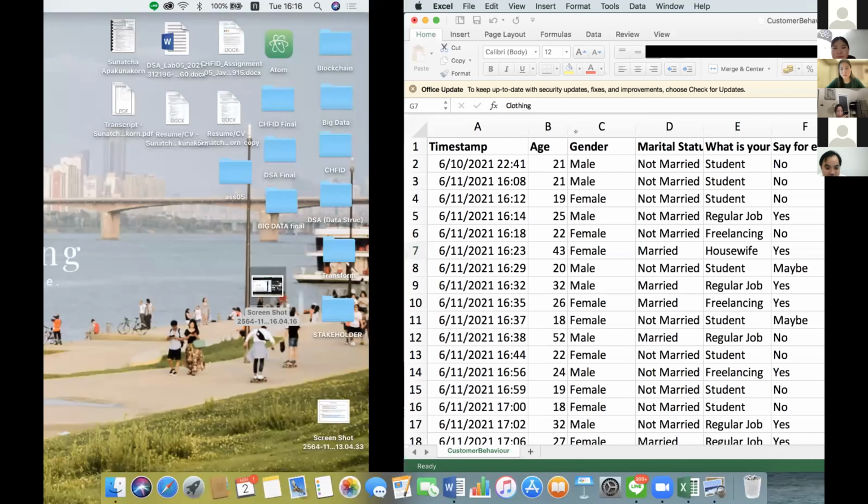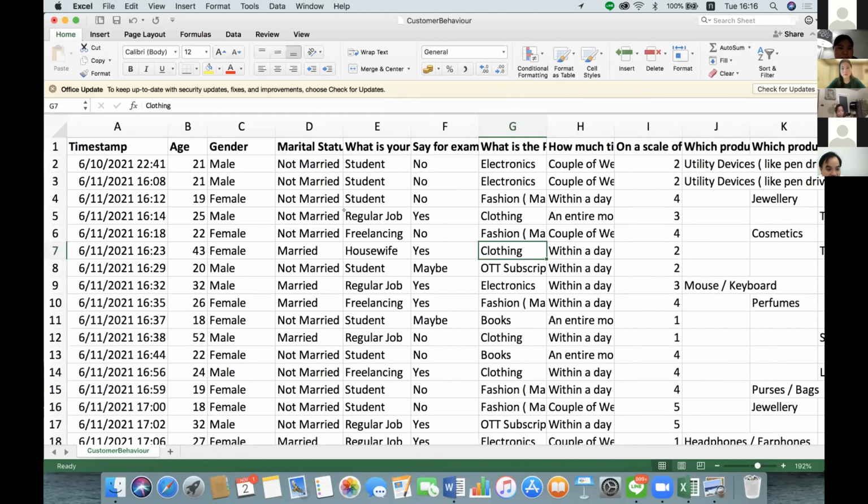Okay, so this is my data set. It is about customer behavior on e-commerce. I got it from Kaggle, and it has 225 rows and 18 columns. My plan is to find the relationship in this data, like the gender, age, and shopping time, to see the relation. This is not the same one as your friend's, right? It's a different one? No, not the same one. Okay, which product, utility device, mouse, keyboard.